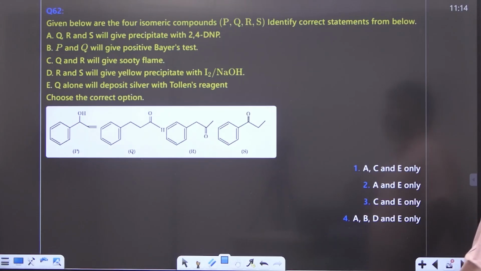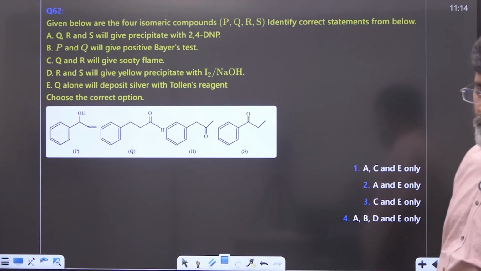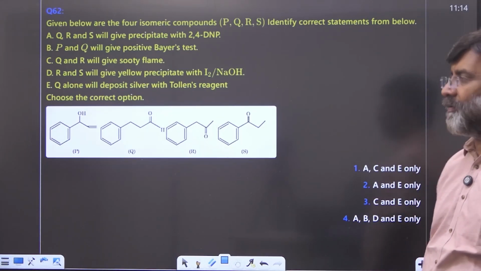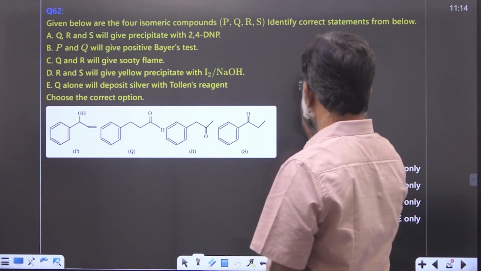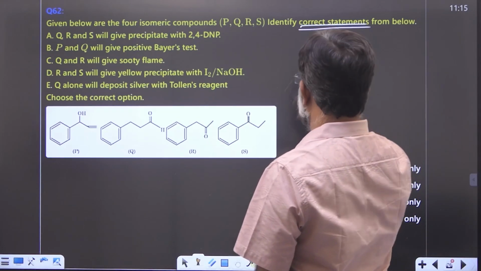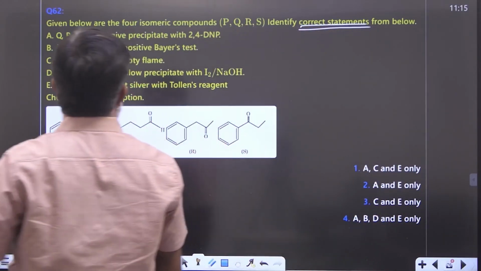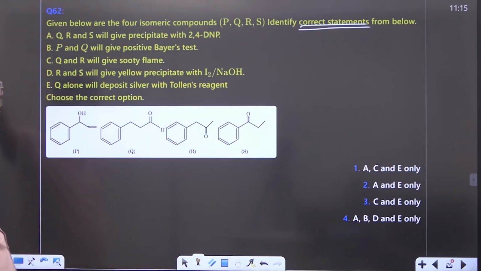Question 62. Again, 5 statements are given based on 4 isomeric compounds. Identify the correct statement. Let's have a look at statement A.